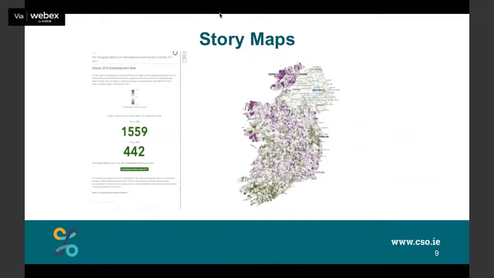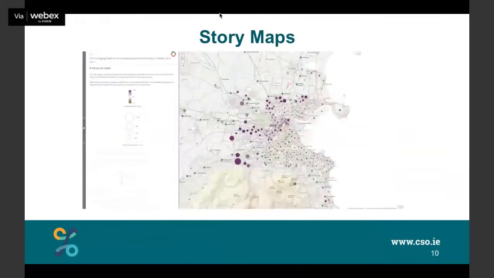And if we move to the next slide, please, Mark. This is all part of the story map. Here we've moved into Dublin. Dublin is our capital city, and it's on the east coast. So we're looking at an unemployment rate. The darker the color, the higher the unemployment rate. The larger the circle, the higher the number of unemployed persons in that particular area.